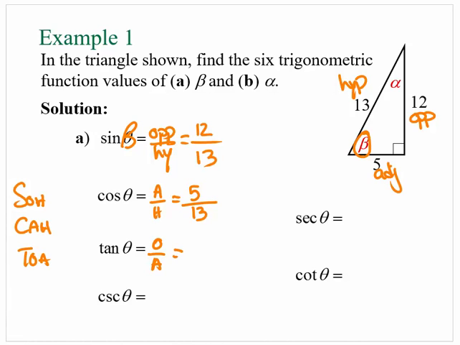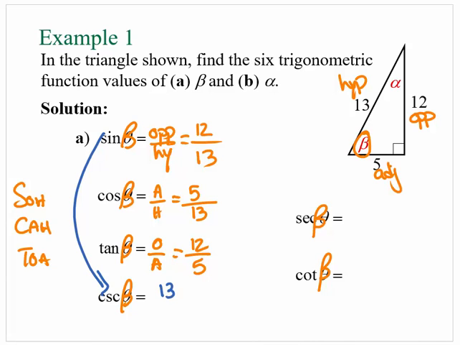Opposite of beta is 12. Adjacent is 5. Now the last 3, and I'm just going to change these all to be betas because that's what the question is asking. So cosecant, this CSC, is the reciprocal of sine. So I'm just going to make this 13 over 12. All I'm doing is flipping it.